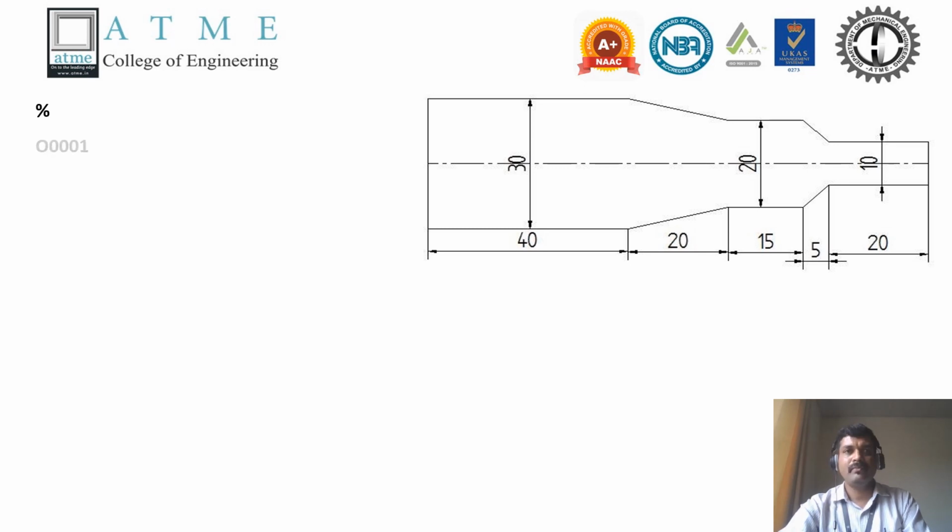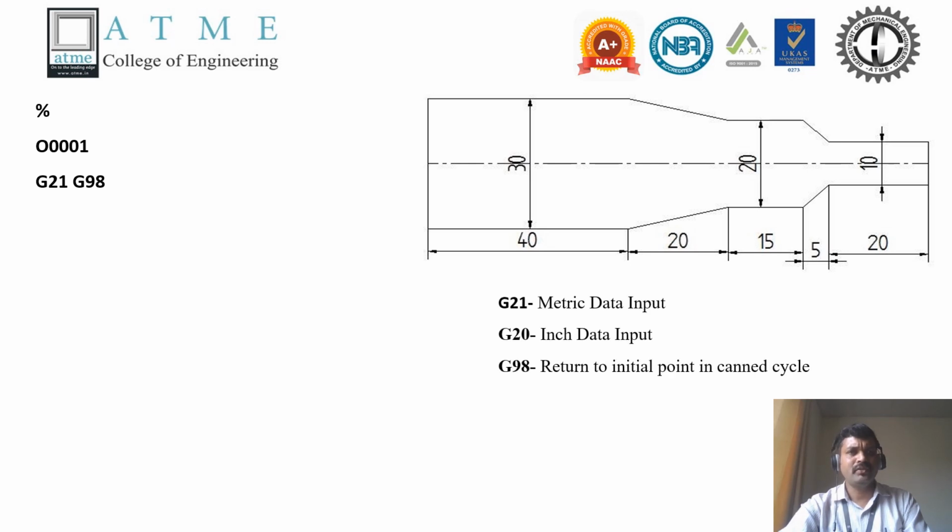In programming, especially for CAD-M software, the program should always start with a percentage symbol, and always start with an O, that is the program number, 001. Then G21 indicates metric data input. Similarly, G20 is inch data input. According to the dimensions we are going to use, the corresponding G code should be given. G98 returns to the initial point in canned cycles, which is required for this.